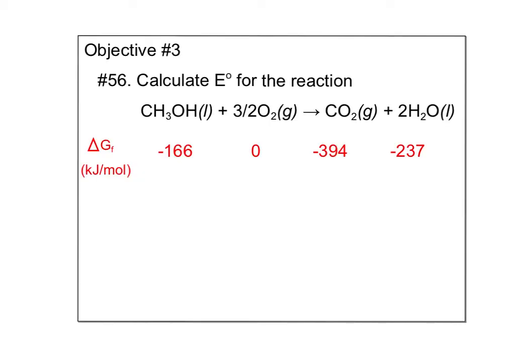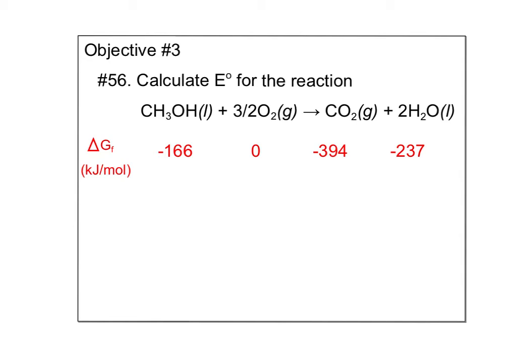All right, this problem says calculate the E cell for the reaction. I have a redox reaction here. I've looked up the delta G of formation values for you. That's in kilojoules per mole. So I have those values. Don't forget, we're going to have to turn it into joules before we plug into the giraffe equation.